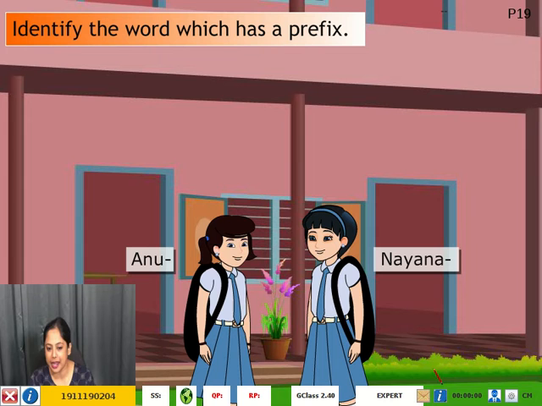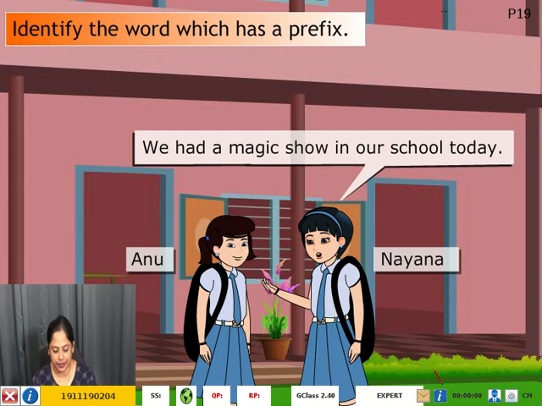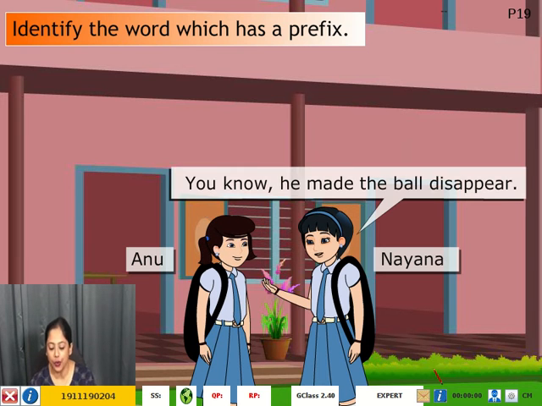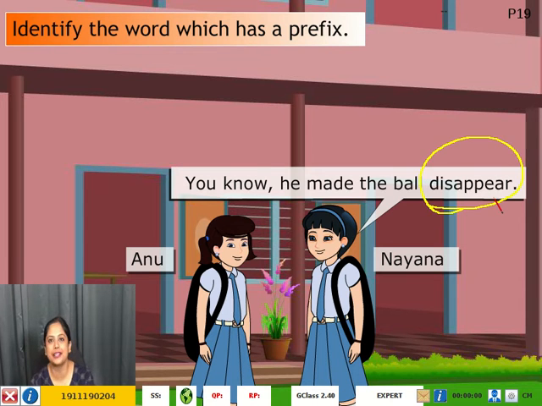Again, we see two different characters, Anu and Noyana. We had a magic show in our school today. What tricks did he do? You know, he made the ball disappear. Now, can you guess which is the word having a prefix here? Yes, very good. The word which has the prefix here is disappear.